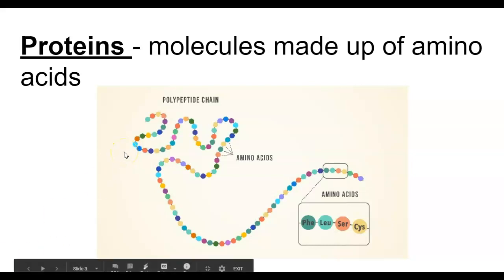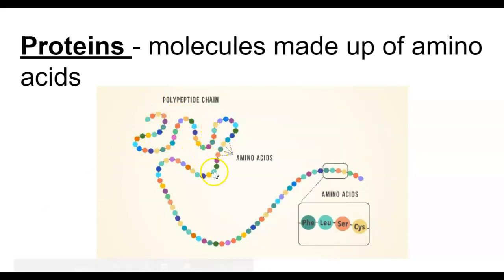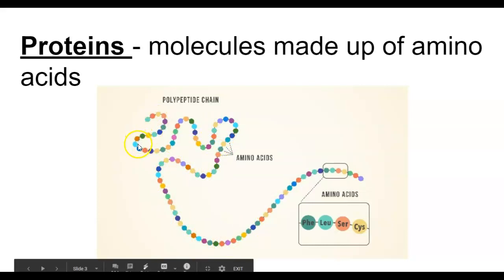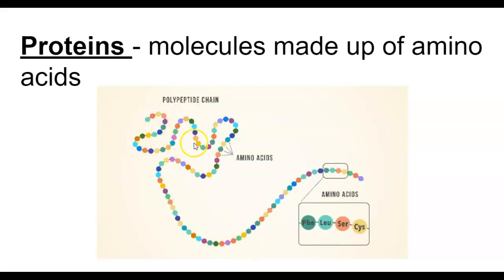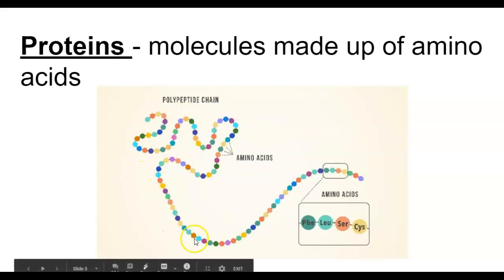You'll see in this picture, it kind of looks like a long string of beads. This is one way that we represent proteins, okay? All these little different colored beads would be the amino acids, okay? And together, when we put a bunch of those together, we get a protein. You can kind of see a close-up here. Don't worry about the letters on there. We're going to learn about those next week. But amino acids make up proteins.